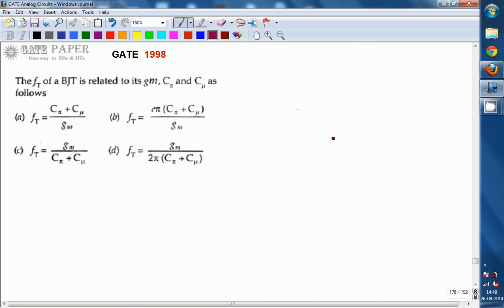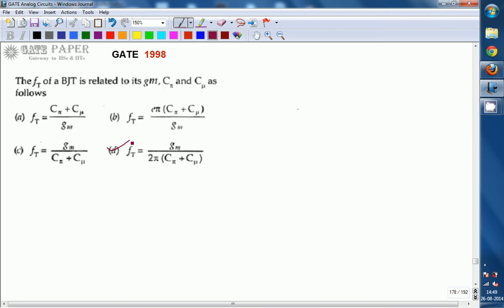Hello, we are discussing the GATE 1998 ECE paper, and this question is related to analog circuits. The F tau of a BJT is related to its gm, C pi and C mu as follows. gm is transconductance, C pi and C mu are internal junction capacitances of the BJT. So the right answer for the equation for F tau in this question is D.